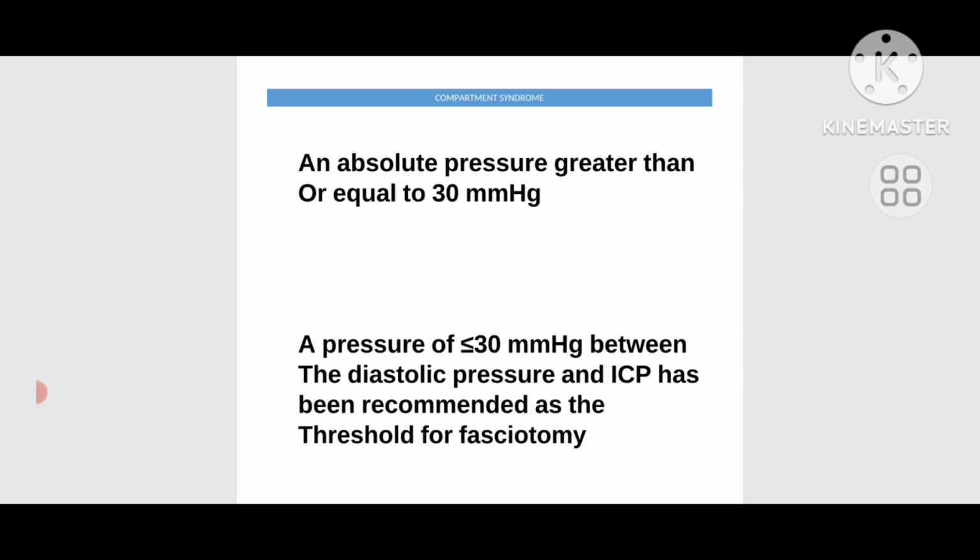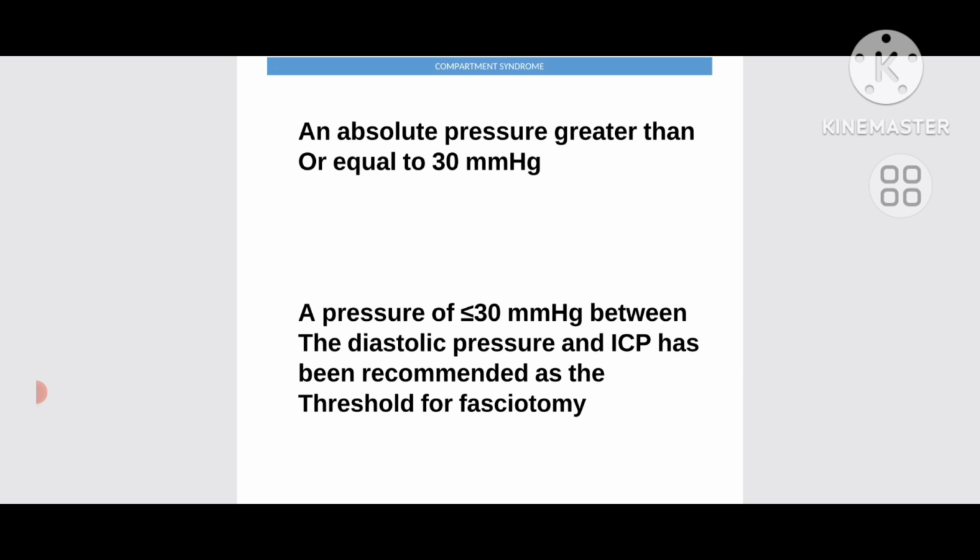If the intracompartmental pressure, that is ICP, is equal to 30 or greater than 30 mm of Hg, it is a threshold for fasciotomy. If the difference between the diastolic blood pressure and the ICP is equal to 30 or less than 30, it is again a threshold for fasciotomy. So try to memorize these two criteria for fasciotomy.